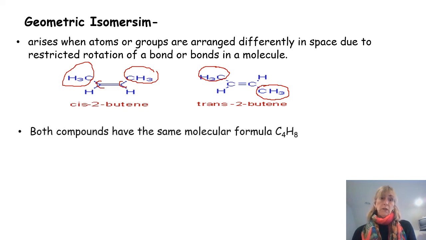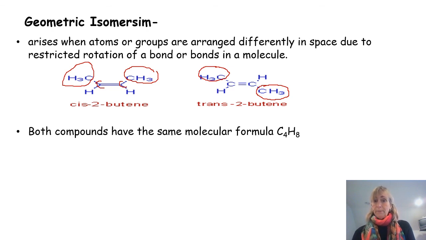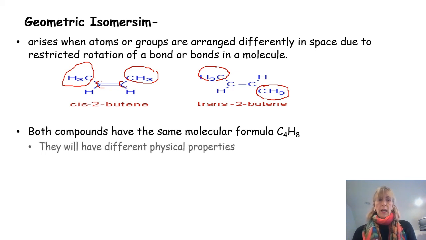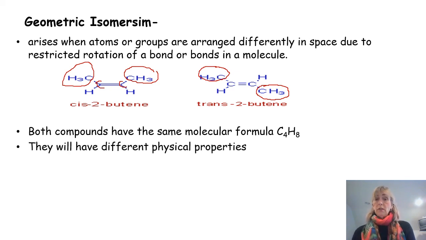So what's going to be true with these? As we talked about before, they both have the same molecular formula, C4H8. From the molecular formula, we can't tell anything, right? We need to look at the expanded structure in order to be able to tell what we have. And they're going to have different physical properties. They're two different compounds, two different names. So different melting point, boiling point, density, etc.